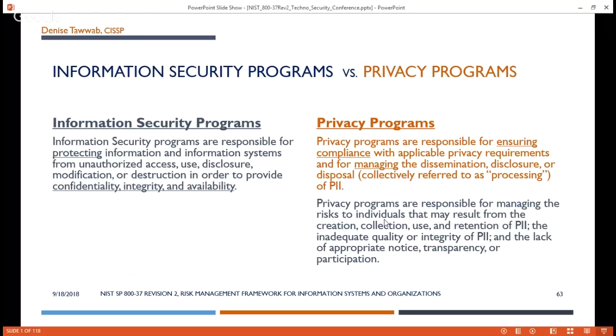Privacy programs are responsible for managing the risk to people that may result from the creation, collection, use, and retention of PII, the inadequate quality or integrity of PII, and the lack of appropriate notice, transparency, or participation. So those risks are all managed under a privacy program. So you need information security in order to facilitate privacy, but just because you have an information security program does not mean that you're adequately dealing with the privacy requirements associated with your systems.